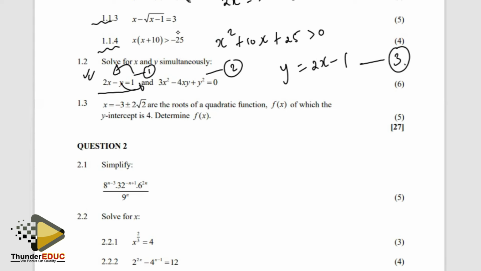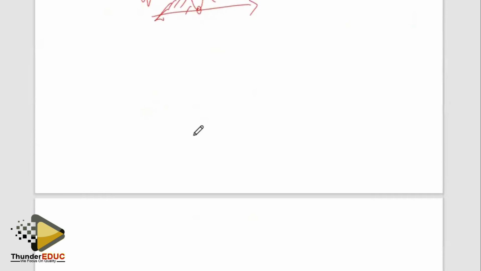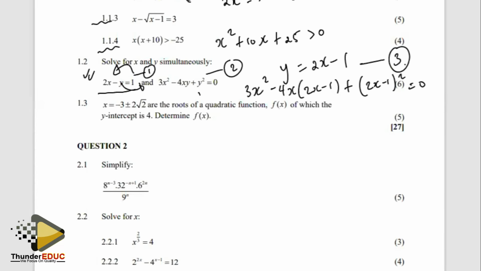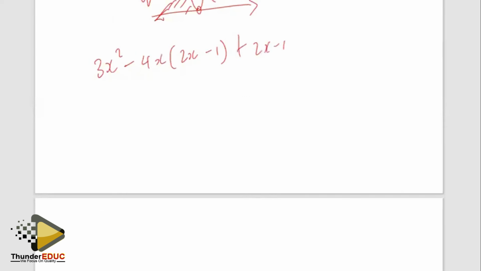Then it is this equation number 3 that we need to substitute into the second equation. So it's going to be 3x squared minus 4x, where there is y, put 2x minus 1, and then plus 2x minus 1, but squared, is equal to 0. Let me jot it aside. So we're saying it's 3x squared minus 4x into 2x minus 1, and then plus (2x minus 1) squared is equal to 0. So we just need to open this up and then solve for x since we have just one variable.